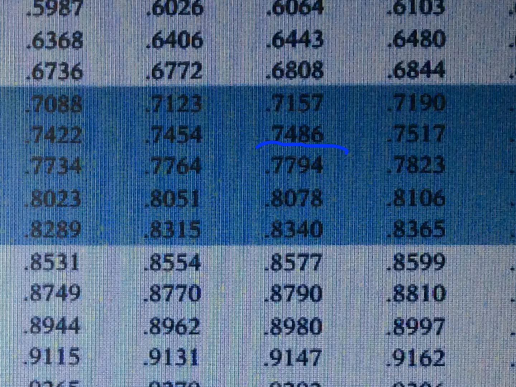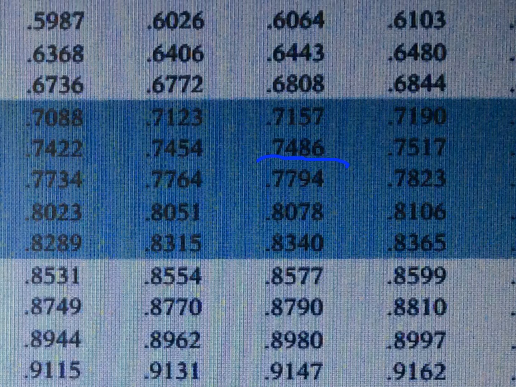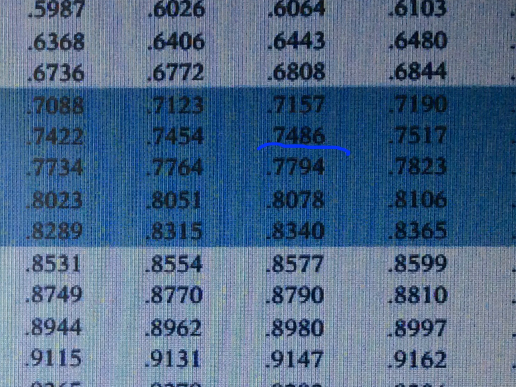And so that one is 17 one-thousandths away, and 0.7486 is 14 one-thousandths away. So we could choose either one of those values as our 0.75, and so we're actually in the 75th percentile and a little beyond it if we go to this value here.